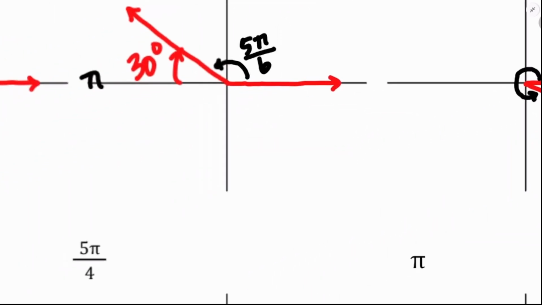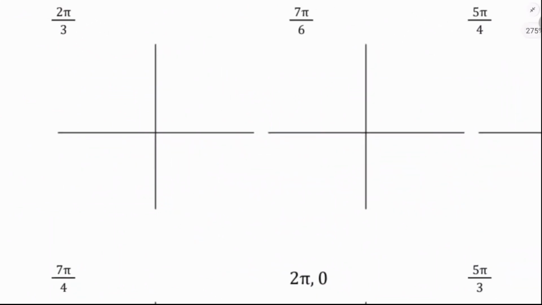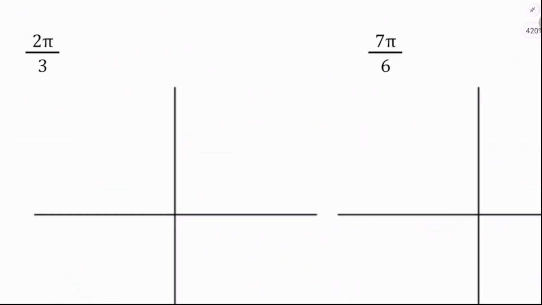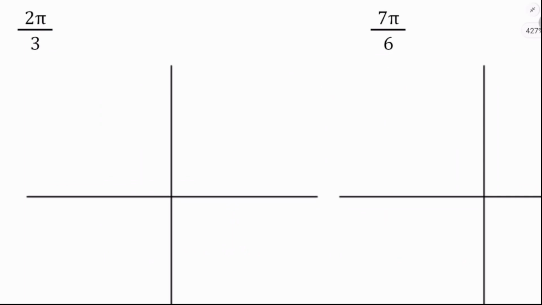Keep going. Oh, there's a lot more. 2 pi over 3, that's pi minus pi over 3.